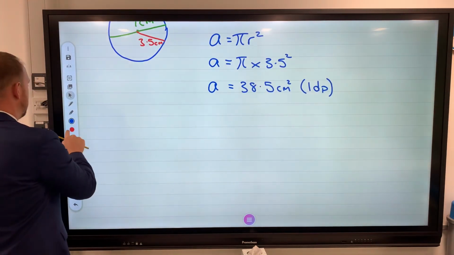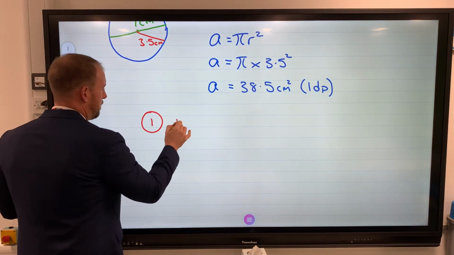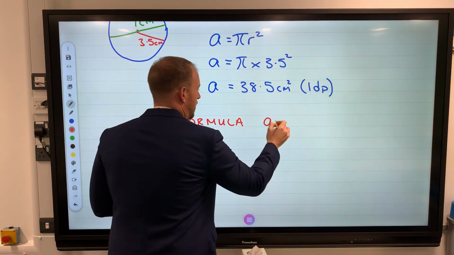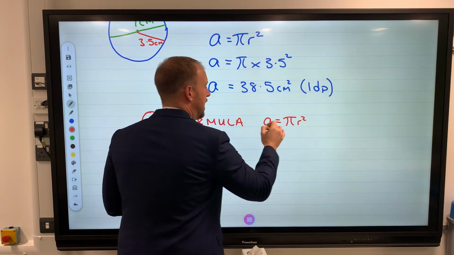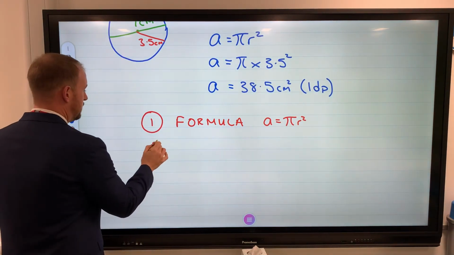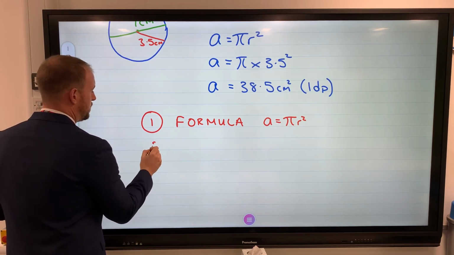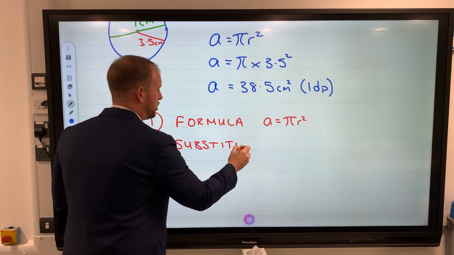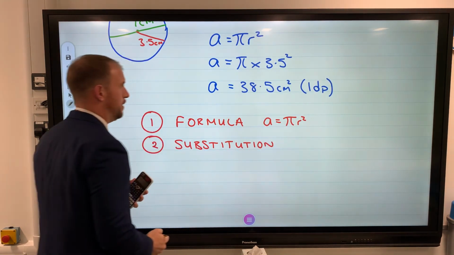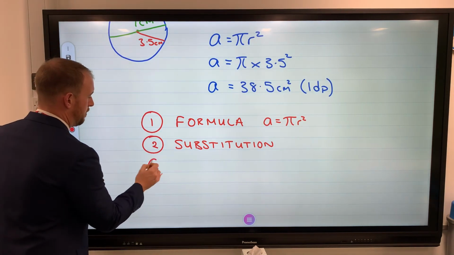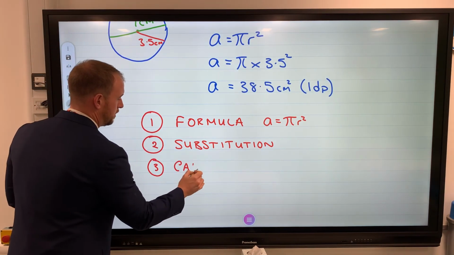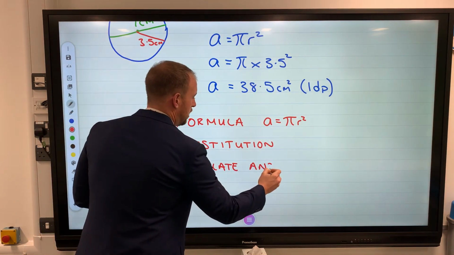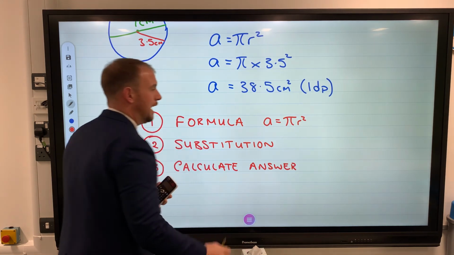So to have some steps then, my first step was to write the formula, which is A equals pi r squared. Remember the A stands for area. Second step is substitution, which means I am changing or substituting the letters for numbers. Third step is to calculate the answer. Be careful with rounding. Have a look what the question is asking for.